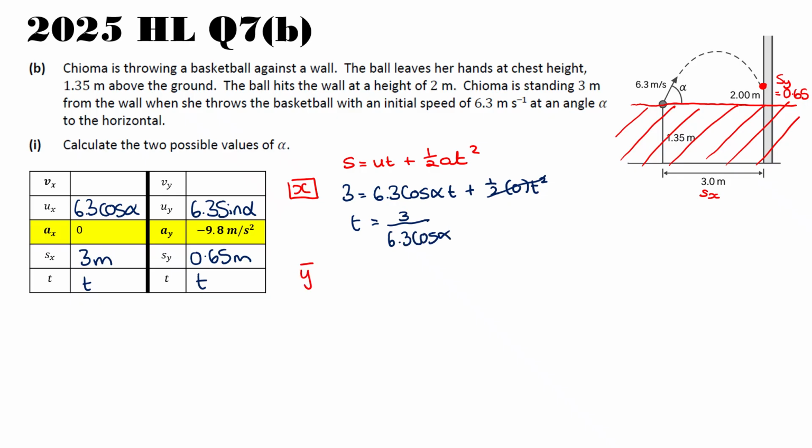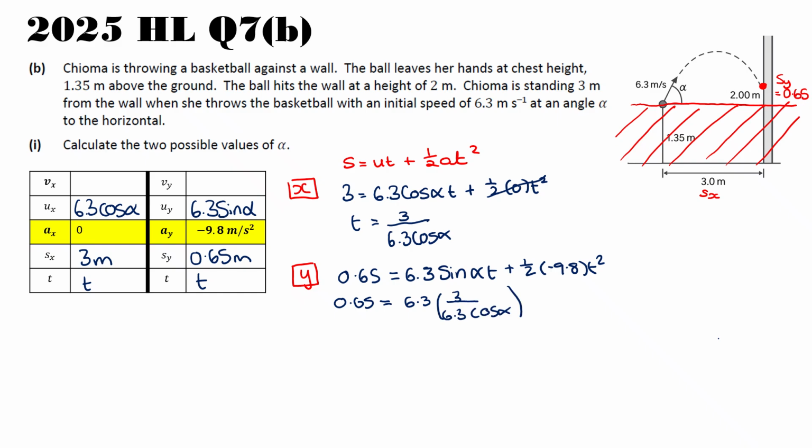Then in the y direction, we're going to have 0.65 is equal to 6.3 sine alpha t plus a half minus 9.8 t squared. And we're going to sub in that t. So 0.65 is equal to 6.3 sine alpha times 3 over 6.3 cos alpha. That t does simplify down, but I just haven't even bothered. If you want to simplify before going any further, you absolutely could have. But because it's going into this equation anyway, it's not going to make a big difference for us. So that's going to be squared.